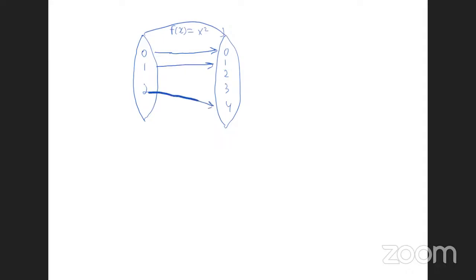Right. So let's see if we can find the domain. Let's see if we can find the codomain. And let's see if we can find the range. I'll let you try it on your own first. And let's see if we can figure out the difference between each one.